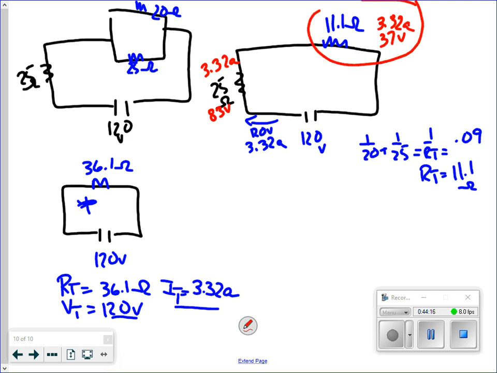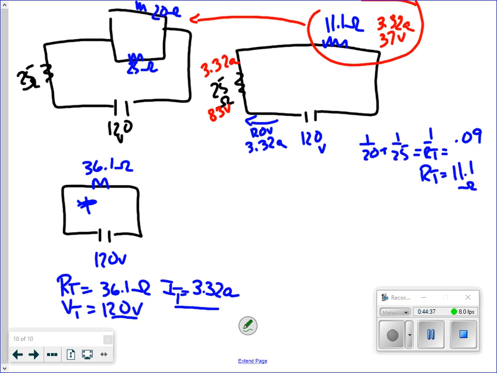That is what's going to go into that branch, right? So I care about the amps and the volts for that piece, and I'm going to apply it to the next one. Okay, so let me change colors again just to keep things funky fresh. All right, so we've got 3.32 amps and 37 volts going into a parallel circuit.